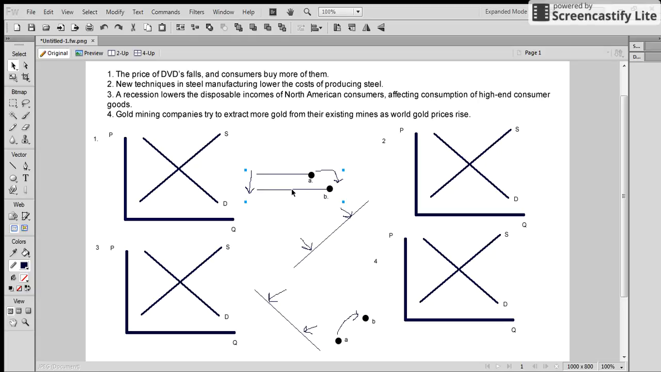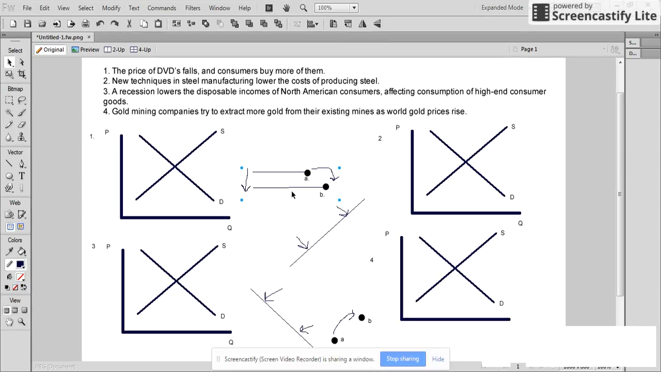And before you attempt this, you must take a look at the two PowerPoint slides, law of demand and law of supply. You need to be able to distinguish between a shift in the entire demand curve or supply curve, versus a change in quantity supplied and quantity demanded, which is a movement along the existing curve.